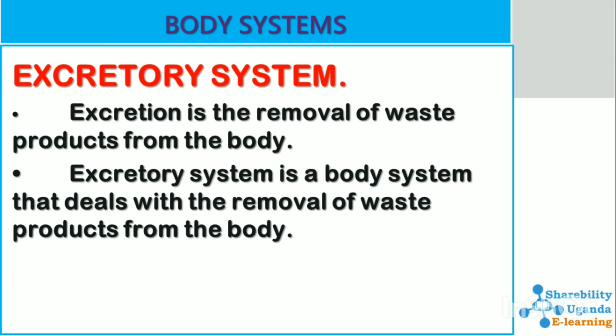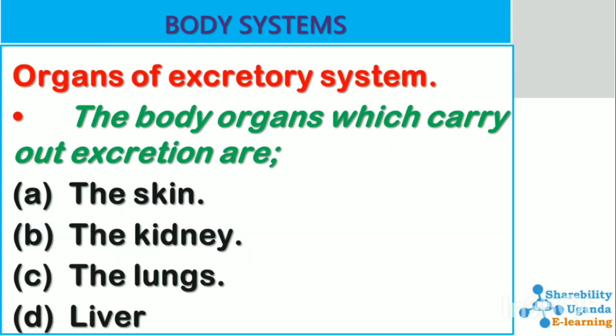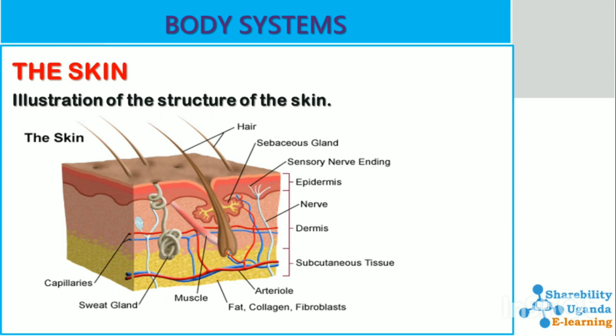Our excretory system is a group of organs that deals with the removal of waste products from the body. Organs that make up the excretory system include the skin, the kidney, the lungs, and the liver. This is the skin, the structure of the skin. You can pause the video and take a look at the major parts that make up the skin. We have the hair, capillaries, sweat glands, muscles, and others.